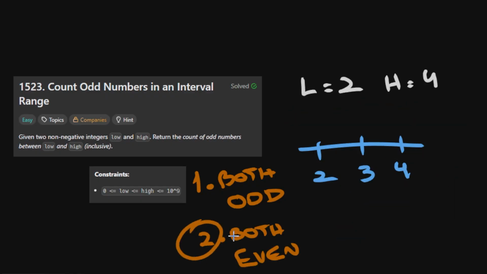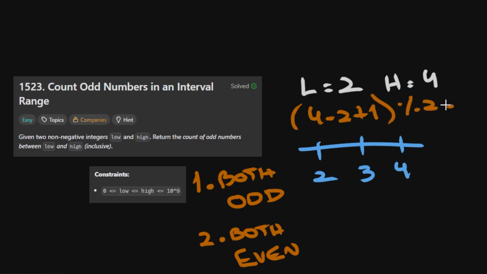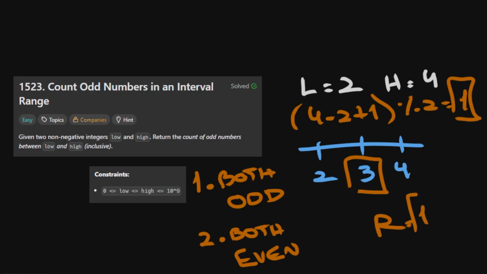We have another scenario, which is both numbers are even. Let's say that low is 2, high is 4, so these are all the possible numbers. And here we can do something very similar. We take the total amount of numbers here, so we do high minus low plus 1, and we need to divide this by 2 and round down the result. So this is 3, and 3 divided by 2 is 1.5, and if we round down the result, this is 1. So we only have one odd number, and we return 1.